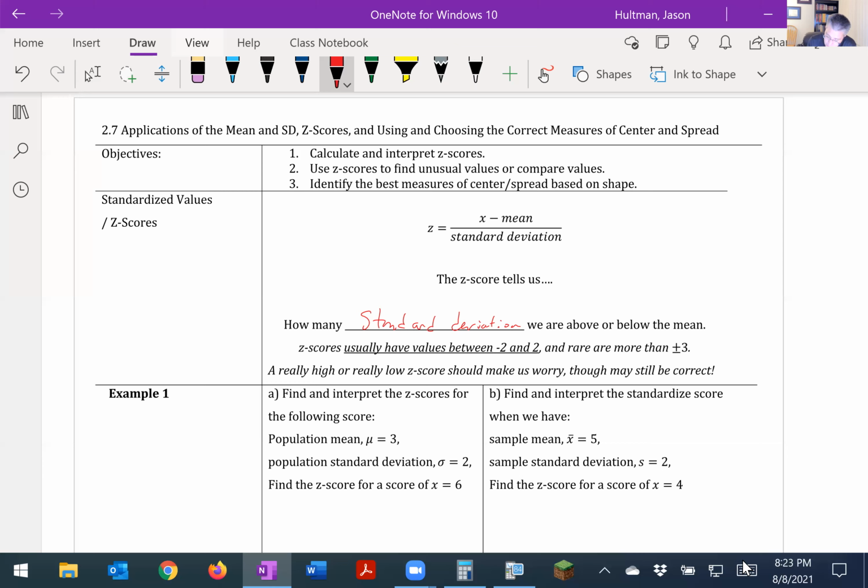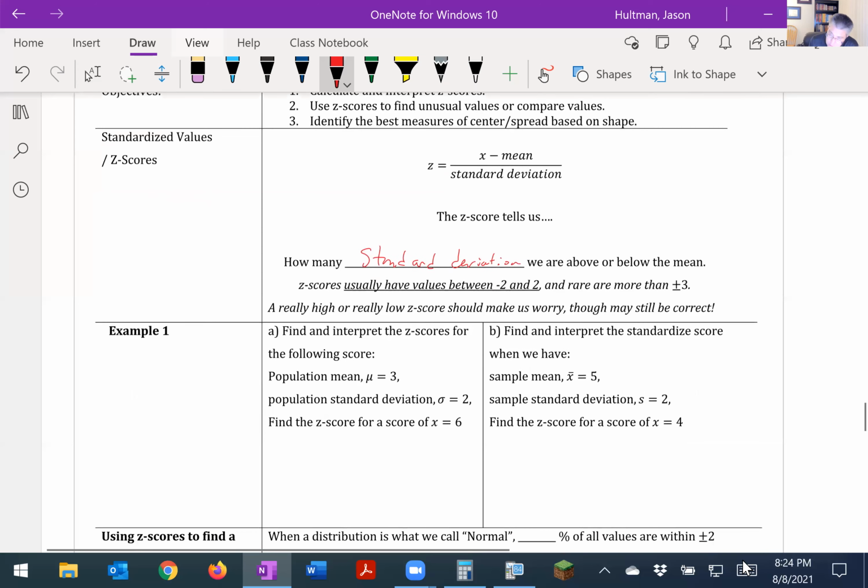Right, you usually have values between -2 and +2 standard deviations, and rare scores are more than plus or minus 3. So if you're more than 3 standard deviations away, that's rare. That's pretty much an outlier. Okay, a really high or really low z-score should make us worry, though it may still be correct. Okay, find and interpret the z-score.